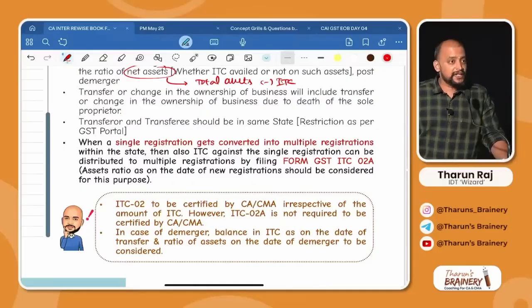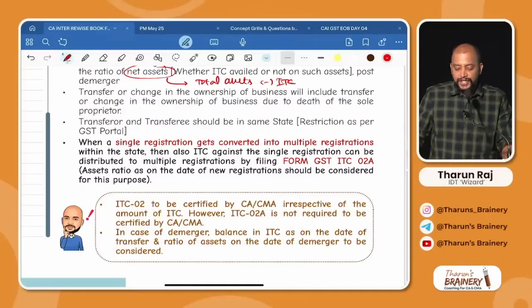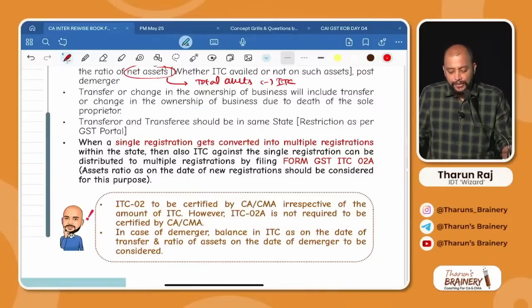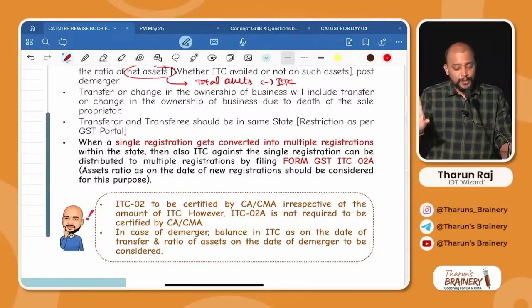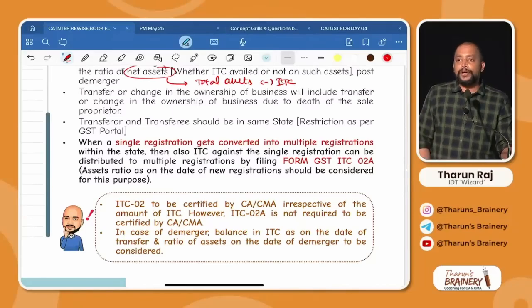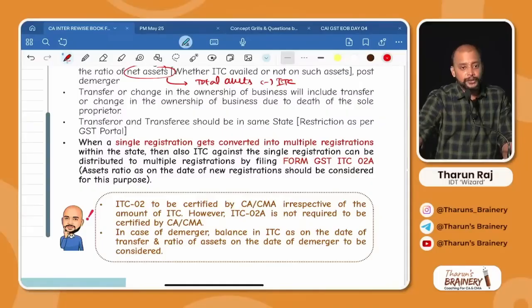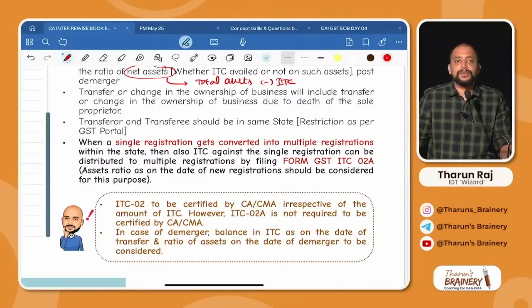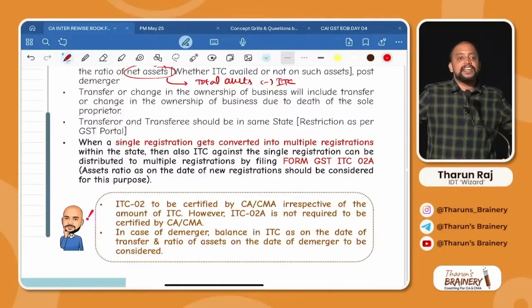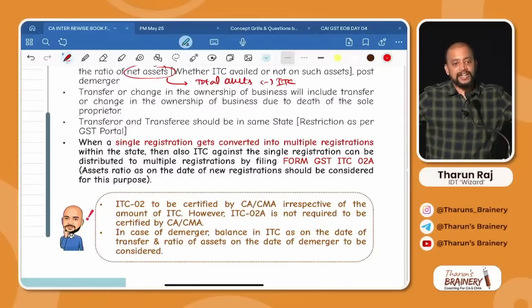Read. Transfer or change in ownership of business will include transfer or change in ownership of business due to death of a sole proprietor. Then one more point, transferor and transferee should be in the same state. Which means if the transferor is in Maharashtra, the transferee is in Tamil Nadu and the business is transferred, can the business be transferred? Yes. If it is an e-commerce business, anywhere to anywhere it can be transferred.